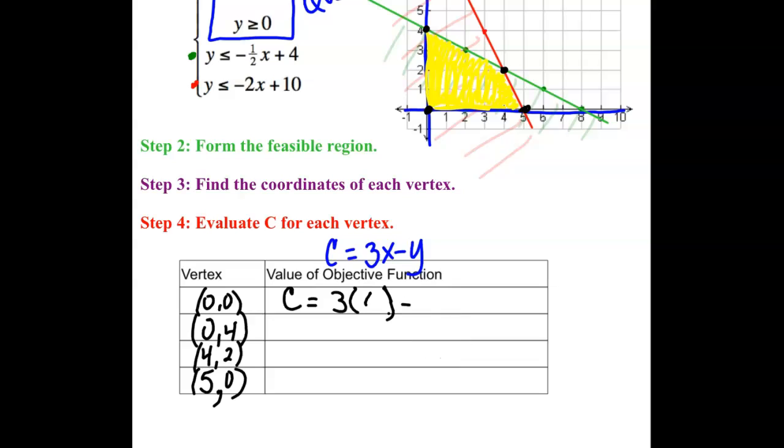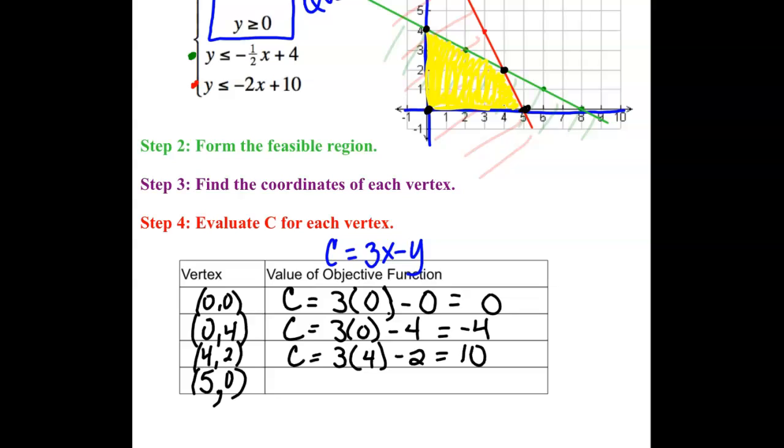So 3 times 0 minus 0 just gets us a total of 0. For our next point, we have 3 times 0 minus 4. So we have 0 minus 4 is negative 4. Our next point, using the vertex 4, 2, we have 3 times 4 minus 2. So 12 minus 2 would be 10. And our last one, we have 3 times 5 minus 0. So we get 15.